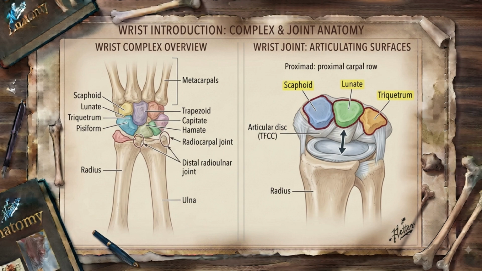The radiocarpal joint is formed primarily between the distal radius and the proximal carpal row. The main carpal bones participating are scaphoid, lunate, and triquetrum, with the exact contact depending on the position and articular disc. The distal ulna is separated from the carpal bones by the articular disc of the triangular fibrocartilage complex.